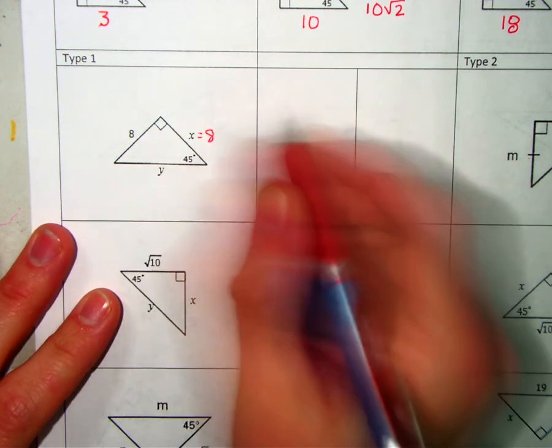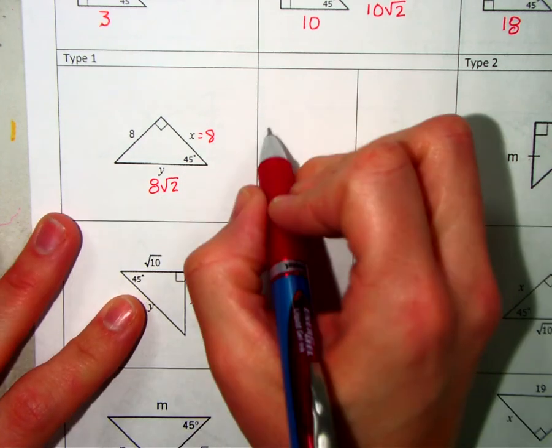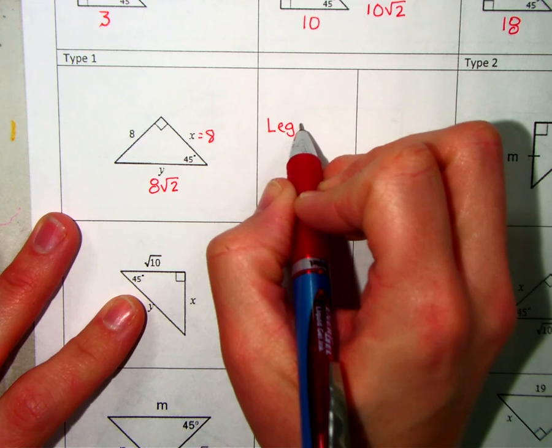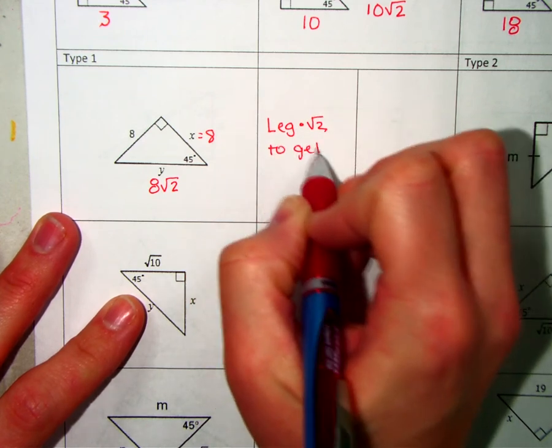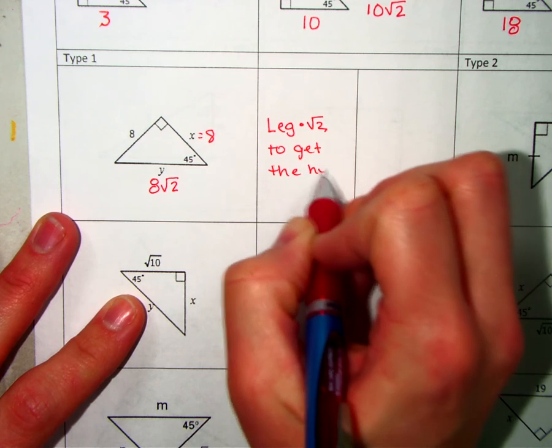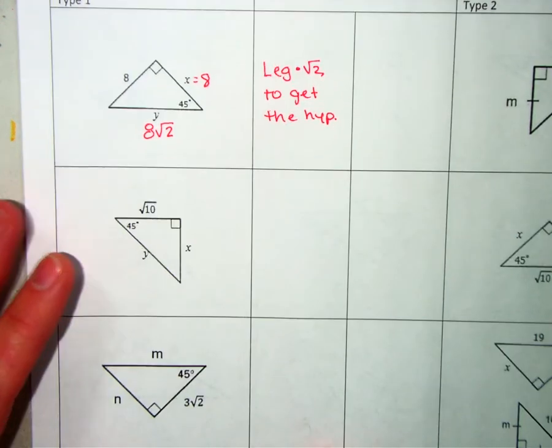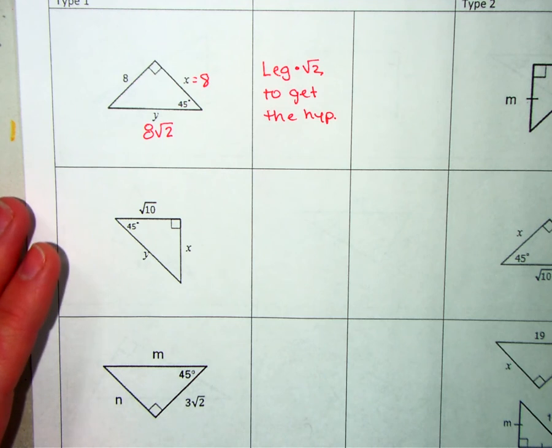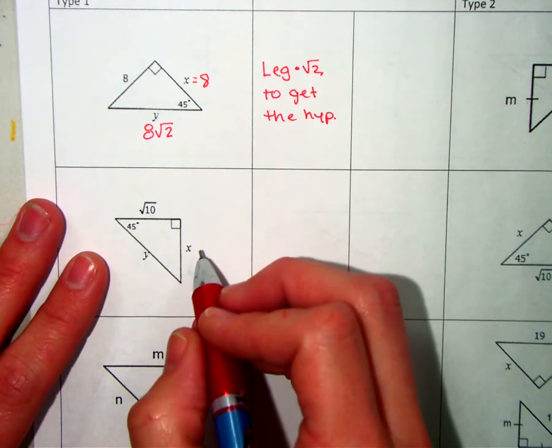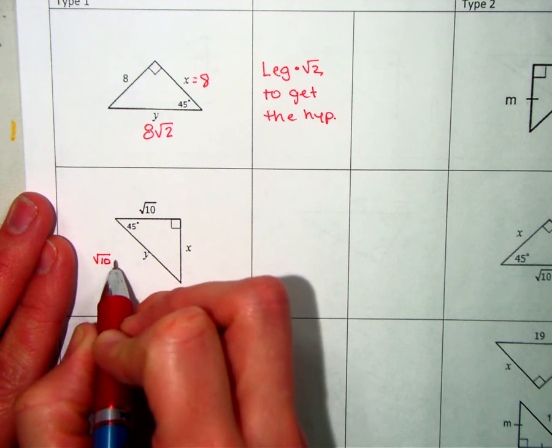Okay, so what we do is we take the leg times radical 2 to get the hypotenuse. Okay? So whatever the leg is. So what if the leg isn't 8? What if it's radical 10? To get the hypotenuse, you take that radical 10, whatever that leg is, and you multiply that, this is why that multiplication symbol is important, times radical 2.